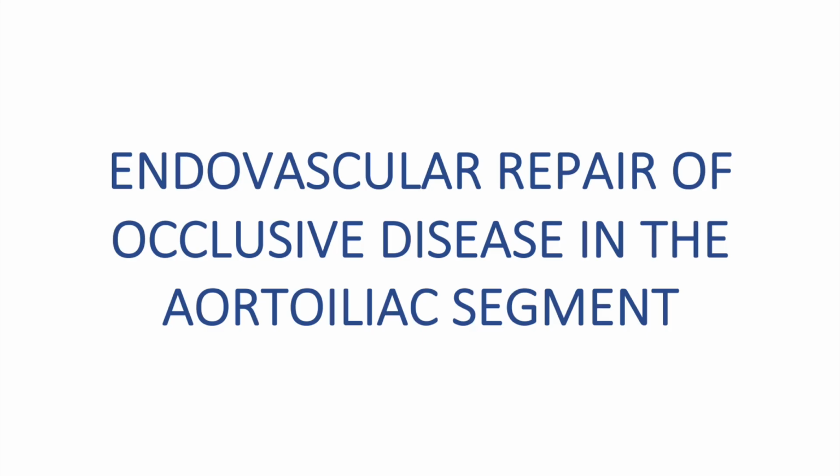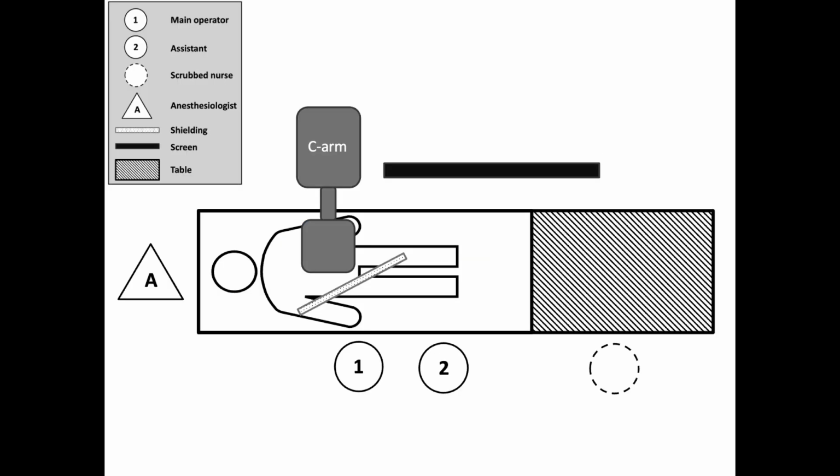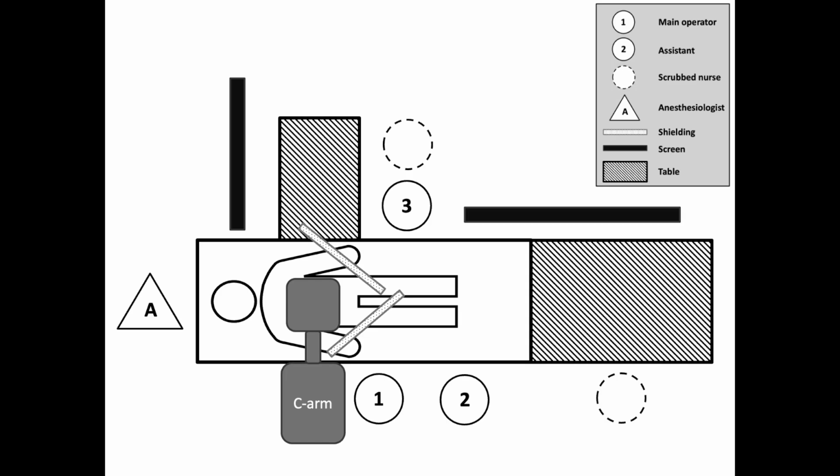Endovascular repair of occlusive disease in the aortoiliac segment. In these cases, retrograde femoral access is typically used, so the setup in Figure 1 is appropriate. If left brachial access is anticipated, the setup shown in Figure 2 can be an alternative.